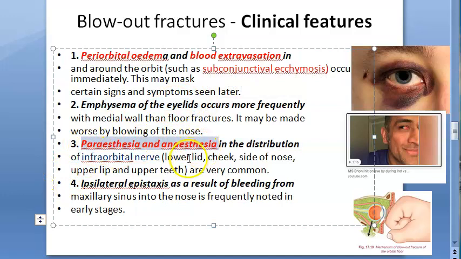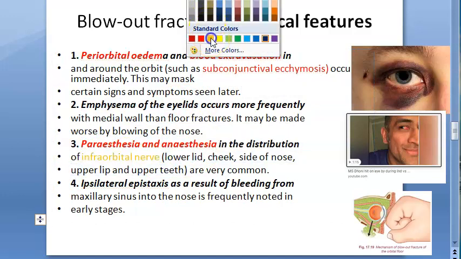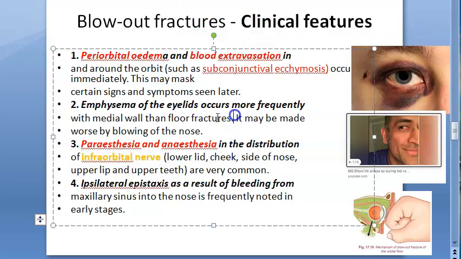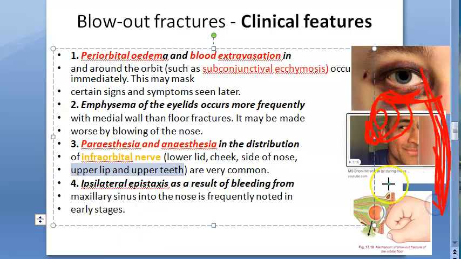Paraesthesia and anesthesia in the distribution of the infraorbital nerve. This is important. What is affected is the infraorbital nerve. Okay. So the lower eyelid, the cheek, the side of the nose, upper lip, upper teeth. So they will not feel sensation. Where all? Lower lid, the cheek, the side of the nose, upper lip, then upper teeth also. No sensation or less sensation.